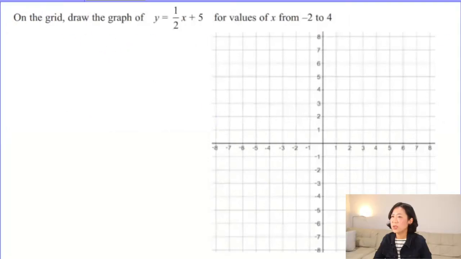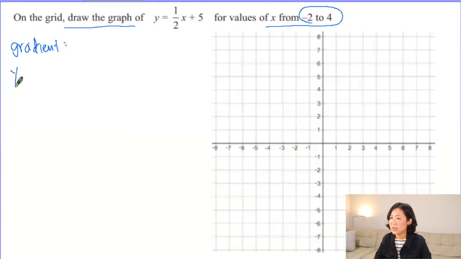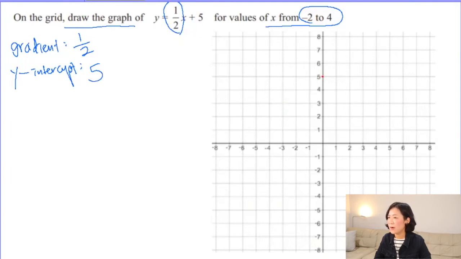First question: on the grid, draw the graph of y equals half x plus 5 for values of x from minus 2 to 4. Luckily we have the standard form, so we can quickly identify our gradient and y-intercept. The gradient is the number in front of the x, that's the half. The y-intercept is plus 5. Let's begin with our y-intercept. So (0, 5) is where the graph goes through.